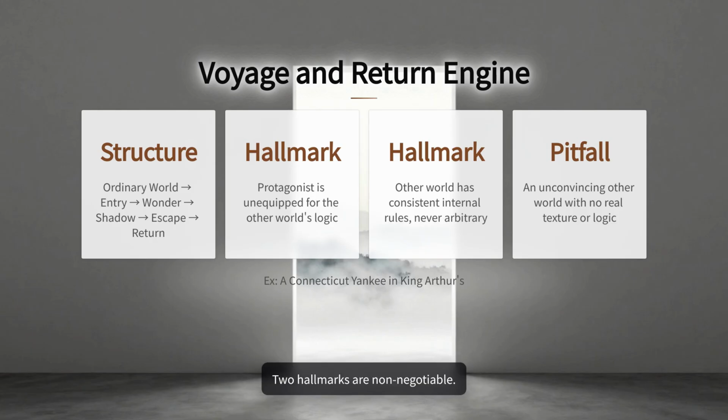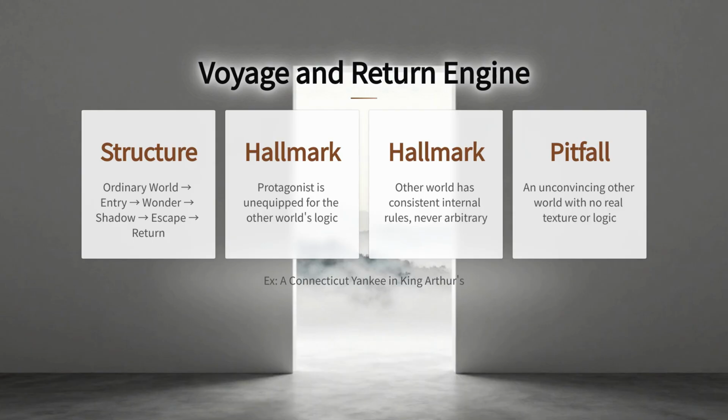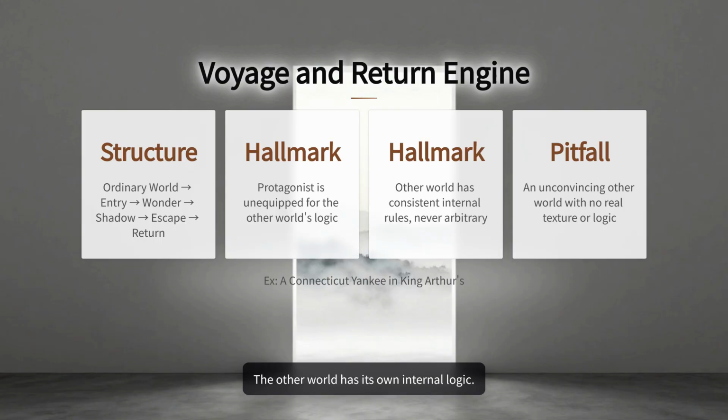2 hallmarks are non-negotiable. The protagonist is not equipped for the other world at entry. Their ordinary world skills and assumptions do not apply. The other world has its own internal logic. It is not arbitrary. Its rules, once understood, make sense. The primary pitfall is the unconvincing other world. If the other world does not feel genuinely different, if it does not have its own internal logic and its own specific texture, the voyage and return has nothing to voyage to.